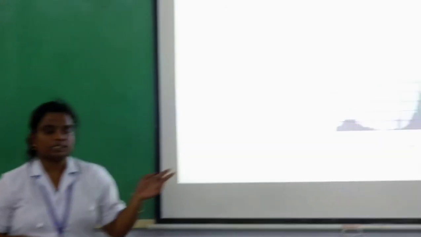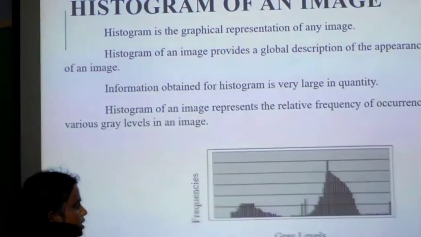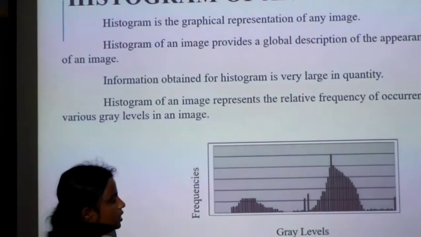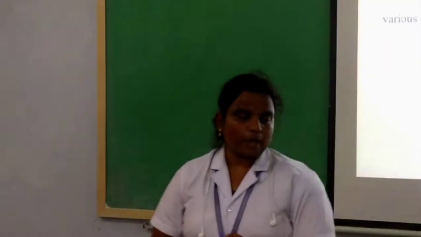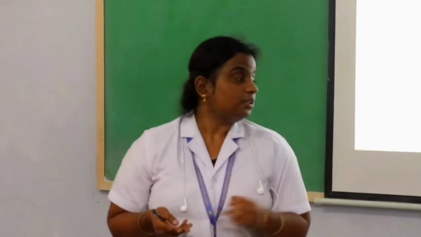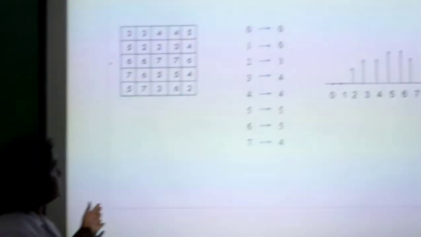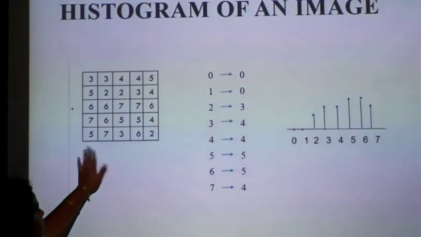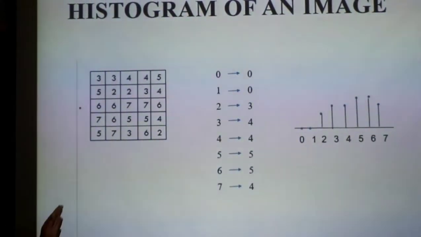The representation of a histogram has two methods. In the first method, we represent the x-axis as gray level values and the y-axis as frequencies. In the second method, the x-axis is the gray level values and the y-axis is the number of pixels or the probability of the pixels. This is an example of the histogram of an image. The figure represents the gray level values present in the digital image.